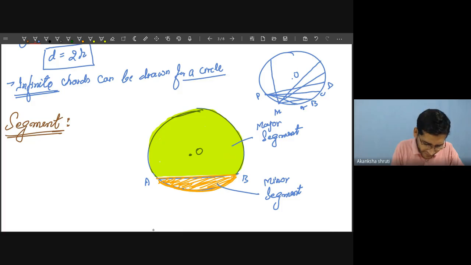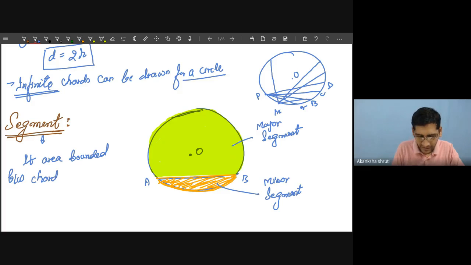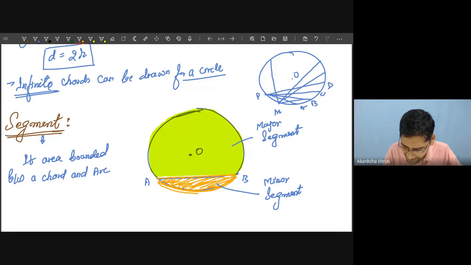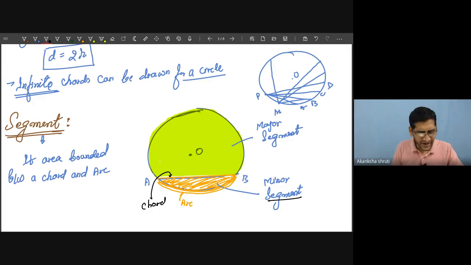Okay, students? So what is a segment? It is the area bounded between a chord and an arc. As we have written here, this is the arc, this straight line is our chord, and this area is our segment. Okay, students? So here we can also write major segment and minor segment.